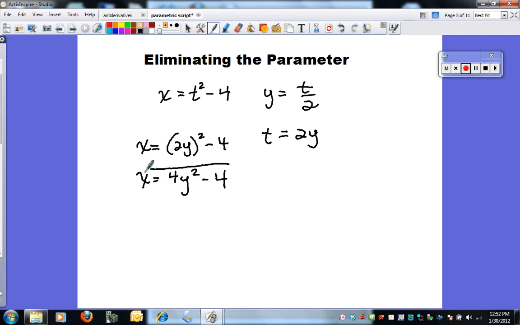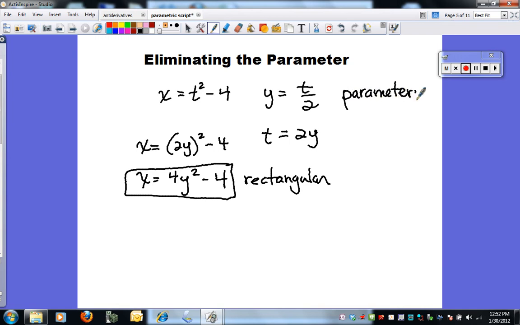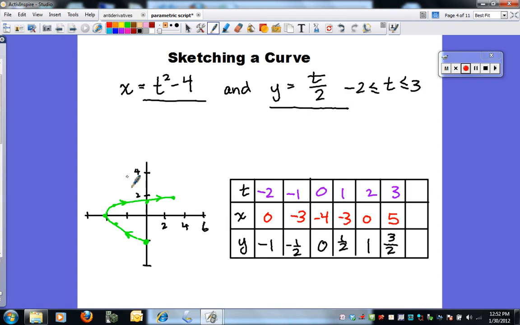we get our rectangular equation. So there's our rectangular equation from our two parametric equations. Now if you were to try to graph that, you couldn't, because as you can see, it's not a function as you would see it to be. But you would graph it. You would see some shape like this on a graphing calculator.